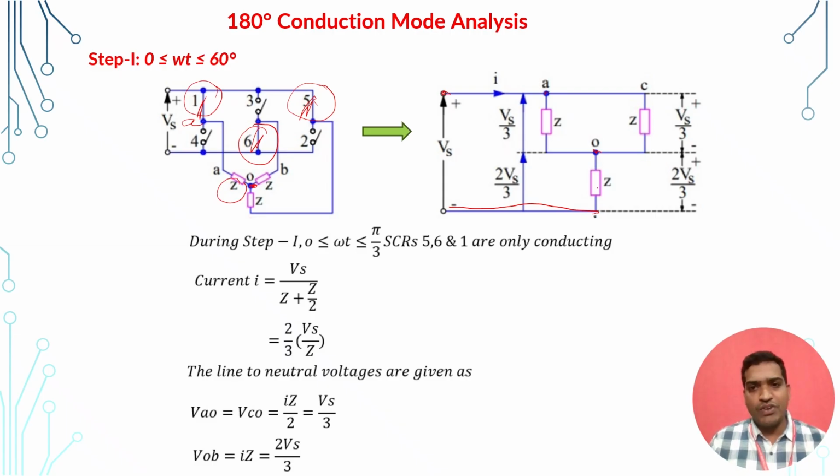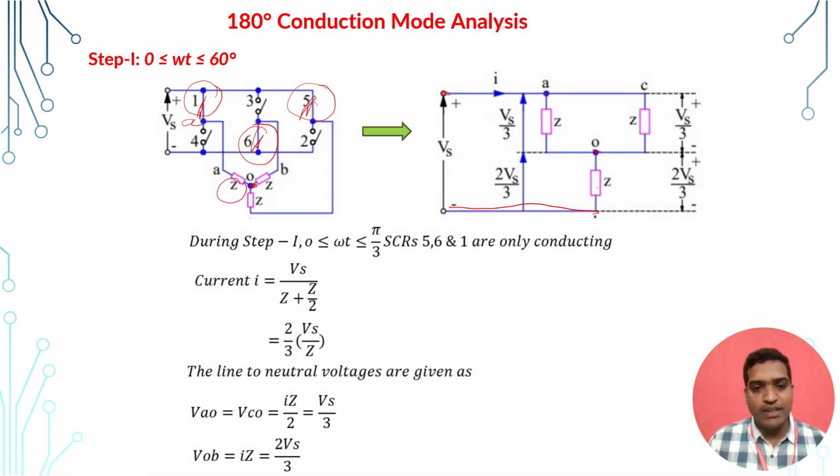VAO is one of the line to neutral voltages, which is also called a phase voltage. Similarly, VCO is another phase voltage, and VBO is the other phase voltage. By observation, these two are in parallel, so the voltage across VAO as well as VCO are equal. So here, VAO equals VCO.